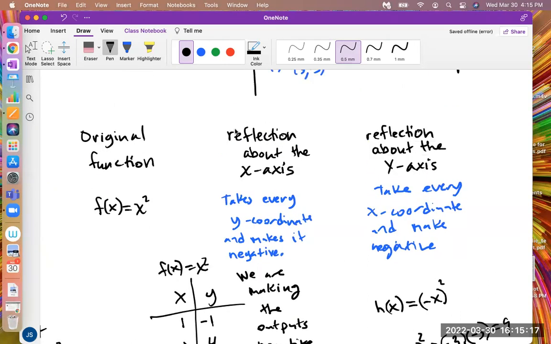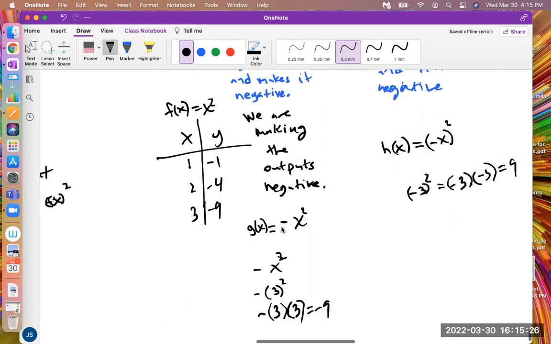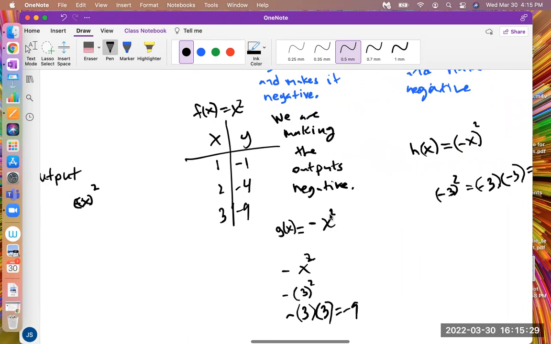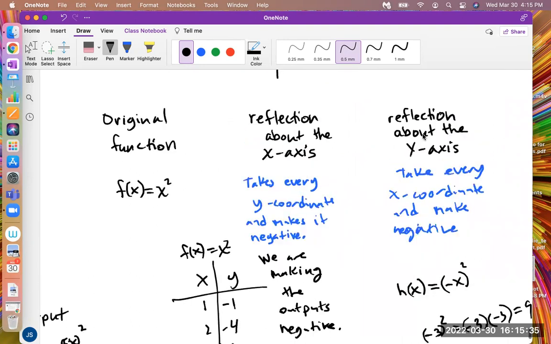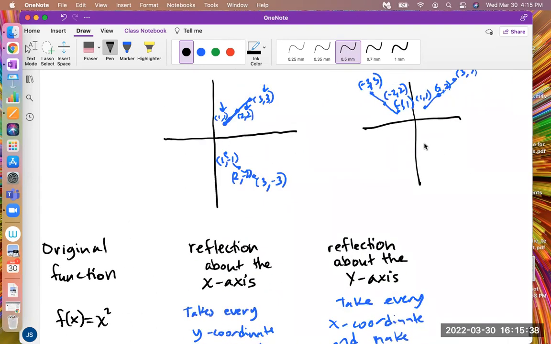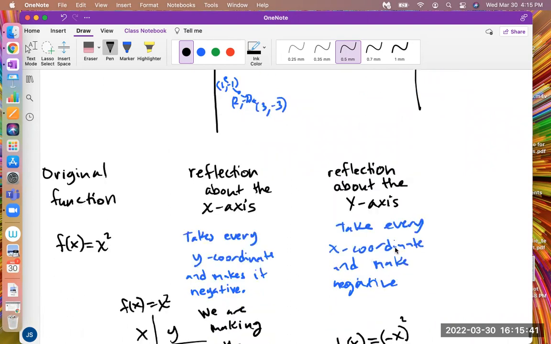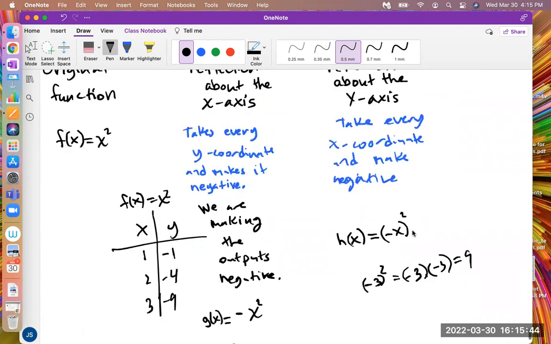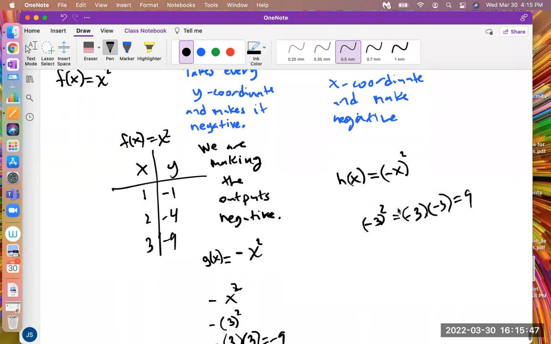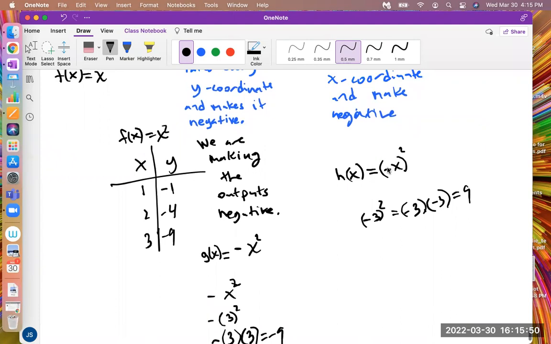So for reflection about the x-axis, we actually took every y coordinate and made it negative, which meant that on the outside of the squared function, I put a negative sign. And then for reflection about the y-axis, I had to take every x coordinate and make it negative. So if I make every x coordinate negative, I'm making the input of the function negative. So what I put into the squared function was negative, and it resulted in this equation.